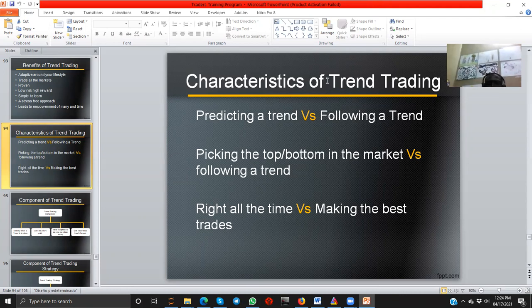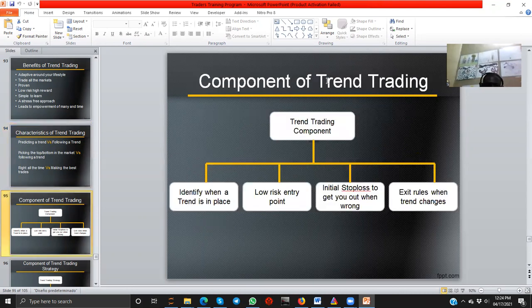So we are trend traders, and the major characteristic of trend trading is that we are not predicting, instead we are following the trend. We are not picking the bottom or the top of the market. Instead, we're following the trend, and we don't have to be right all the time for making the best trades. Now, this is the component. So understand this, and we'll go practical on this.